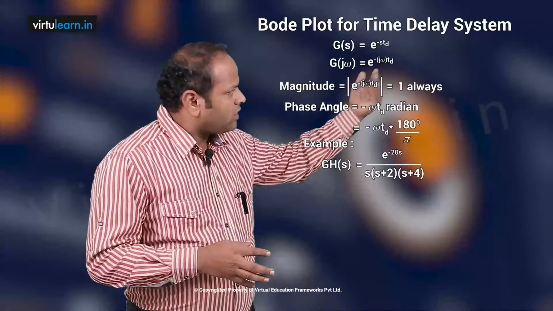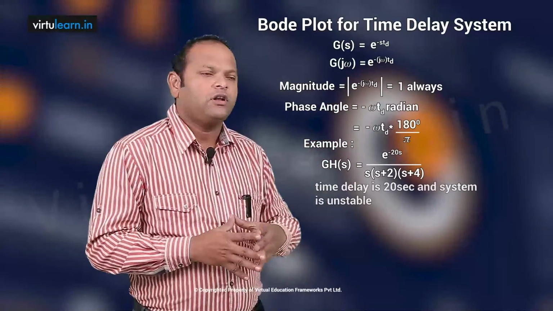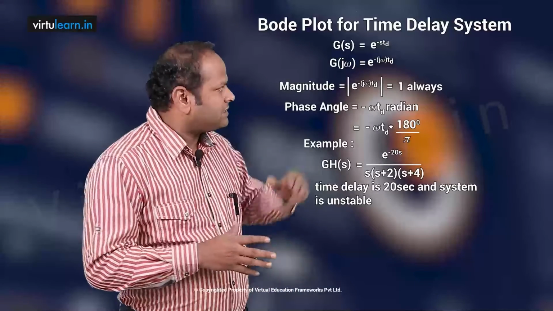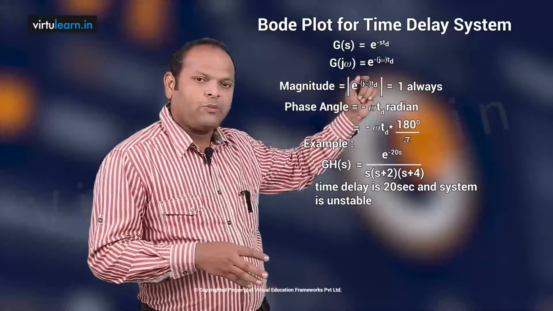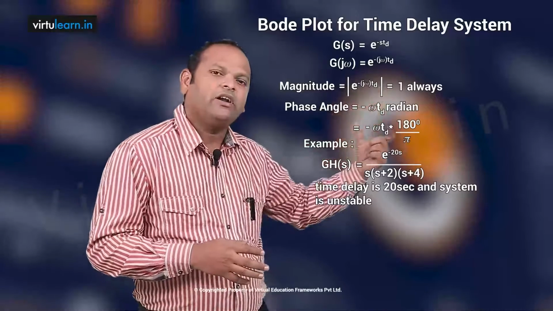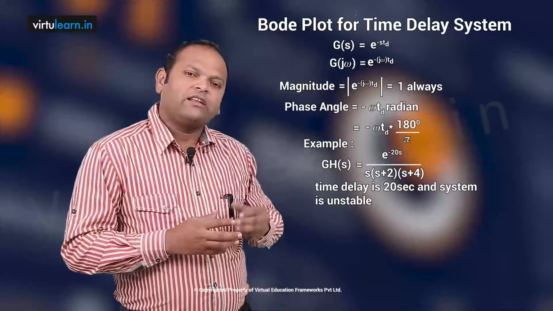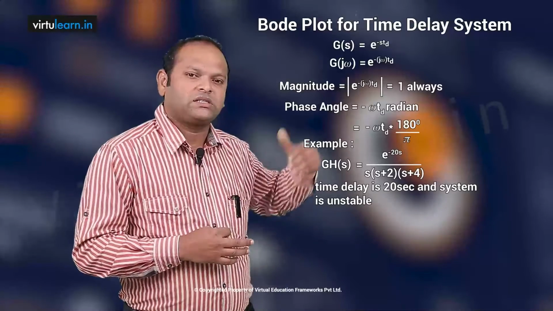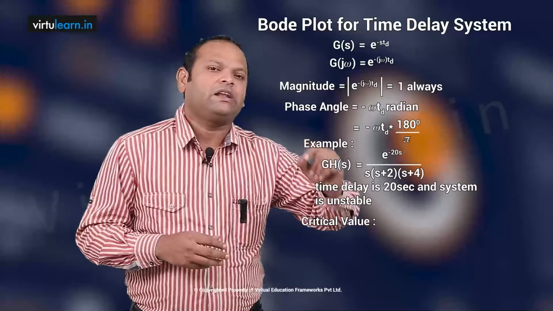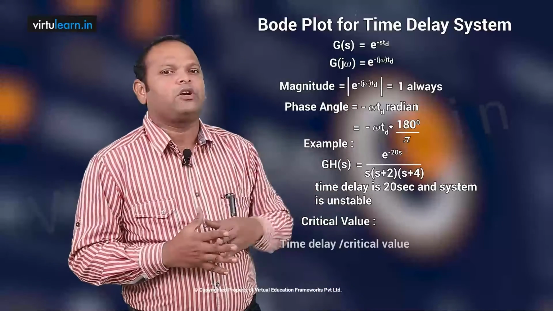Without going into the complete details of the problem, I can say that this particular system is going to be unstable with the time delay of 20 seconds. But when you change the time delay from 20 seconds to 2 seconds, which means GH of s is e power minus 2s divided by s into s plus 2 into s plus 4, this system is going to be stable. So for certain values of time delay the system is unstable, and for other values the system is stable. Then what will be the critical value, so that I can have the complete differentiation from stable to unstable?